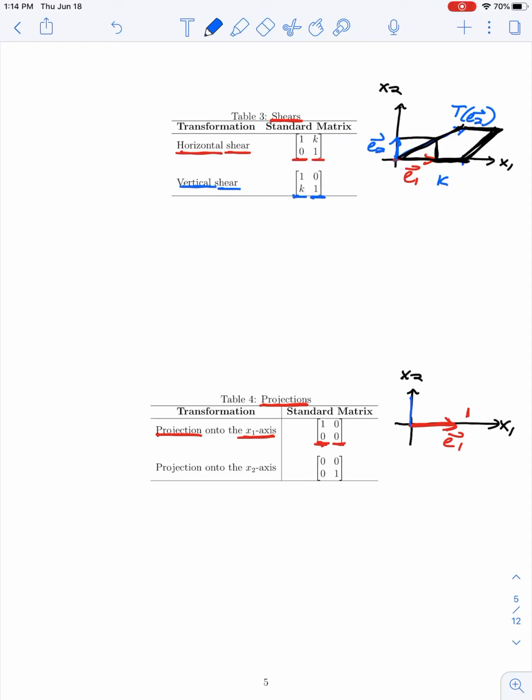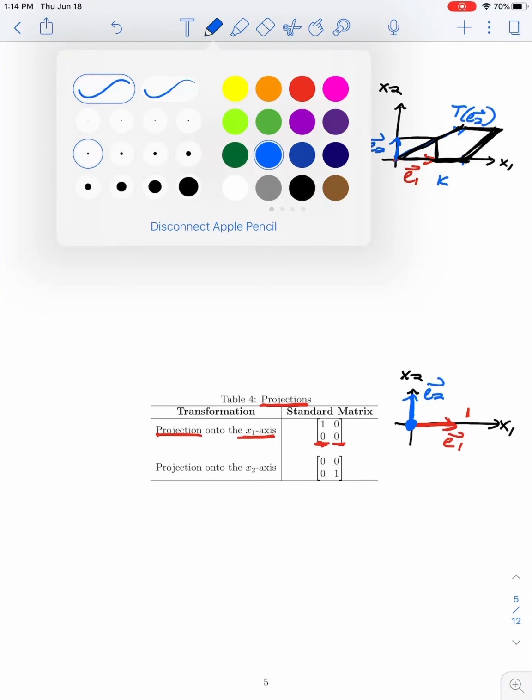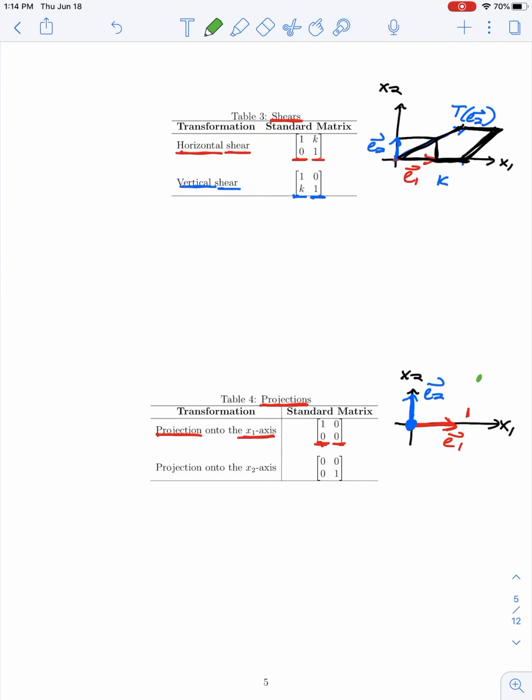Now, if we look at the vector E2, the projection of E2 down onto the x1 axis would consist of just a single point, the origin, or the 0 vector here. So in general, for any point, let's say (a, b) in the x1, x2 plane, the projection onto the x1 axis gives us the point (a, 0).